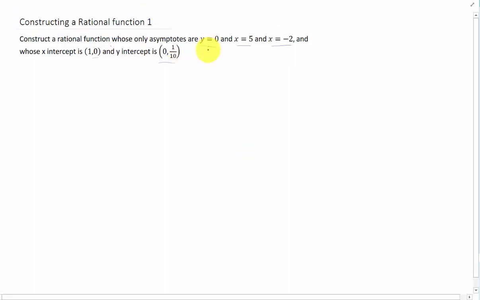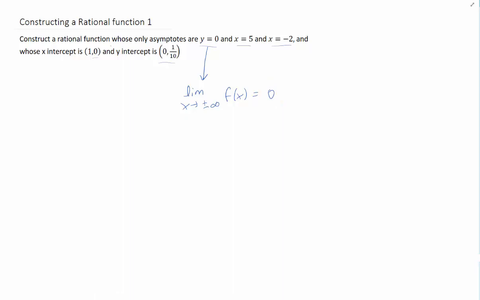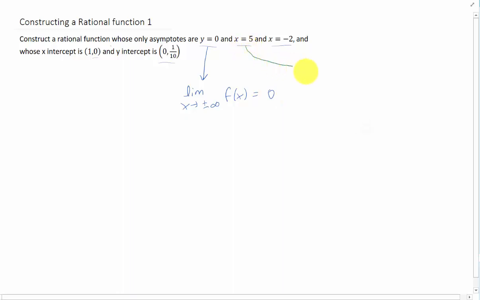The fact that we have a horizontal asymptote at y equals 0 tells me that the limit as x approaches positive or negative infinity of our function is going to be 0. Okay, maybe that's going to come in handy later, but it's probably not a great place to start. How about this asymptote right here?